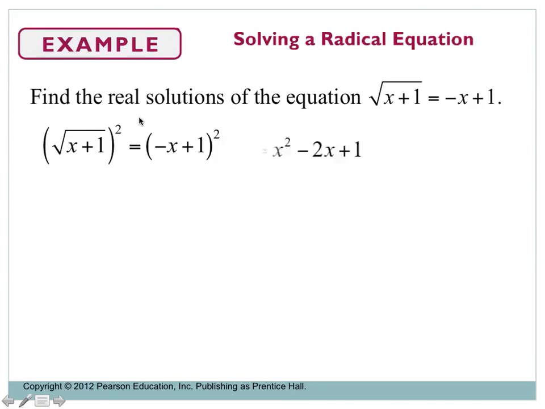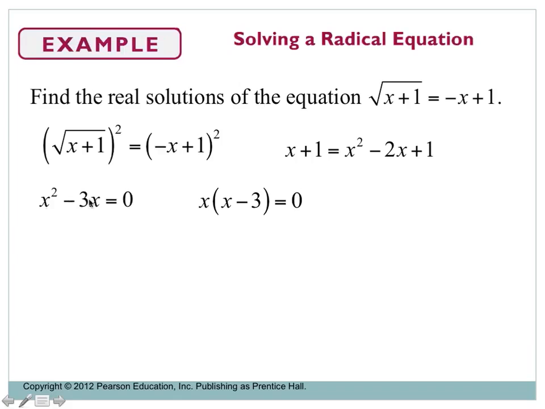The square root and the square are just going to cancel each other out, so you're just left with x plus 1 on the left. And then I trust that you all know how to FOIL this. Negative x plus 1 squared is going to be x squared minus 2x plus 1. And then all we need to do is move everything so it's all on the same side. What you could do is leave the x squared on the right-hand side, subtract x, and subtract 1. And what you're left with is 0 equals x squared minus 3x.